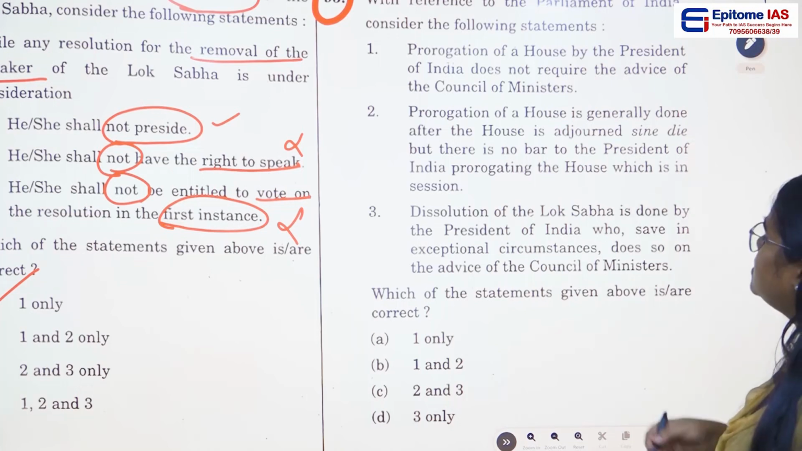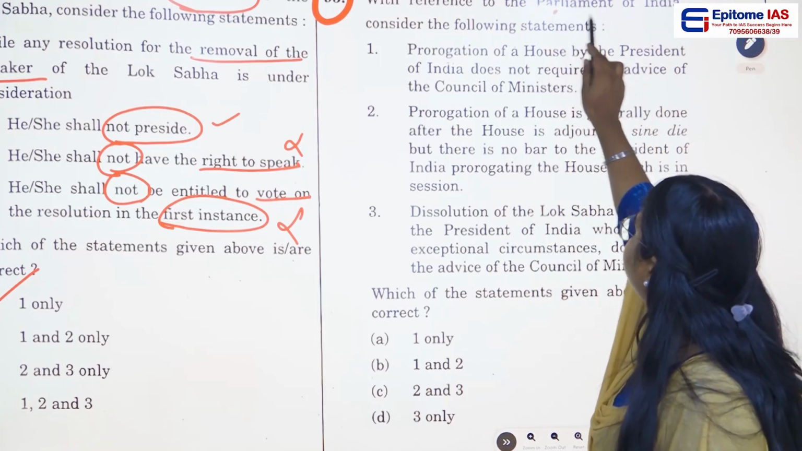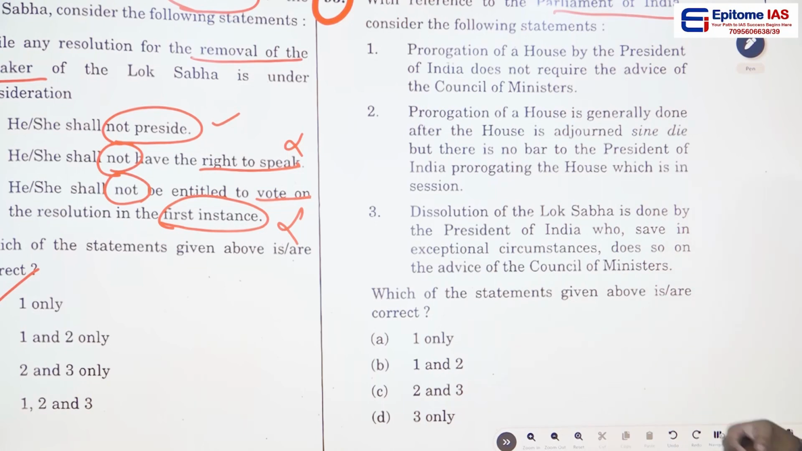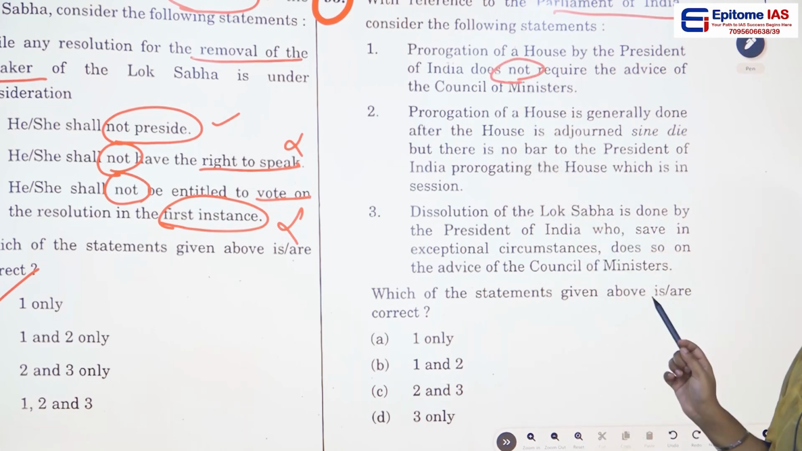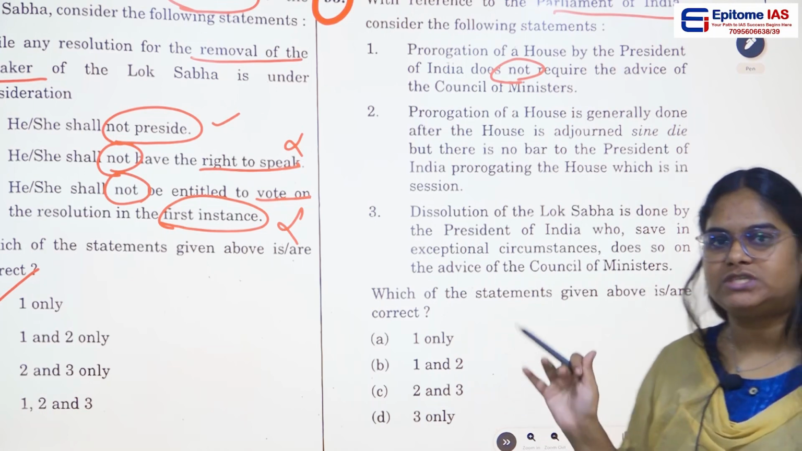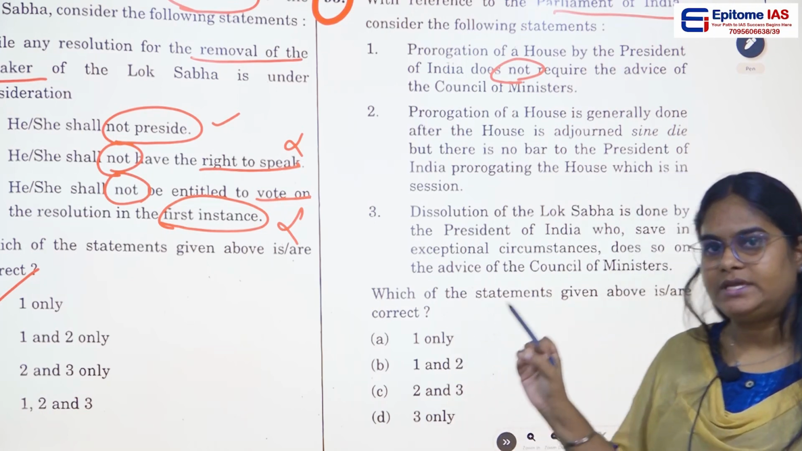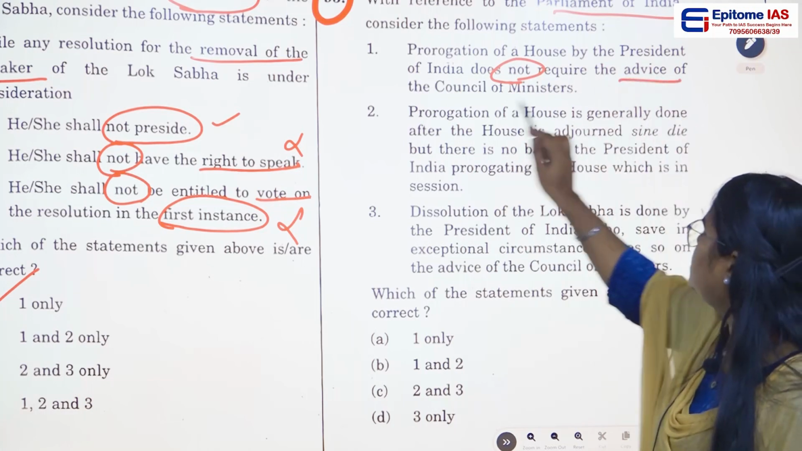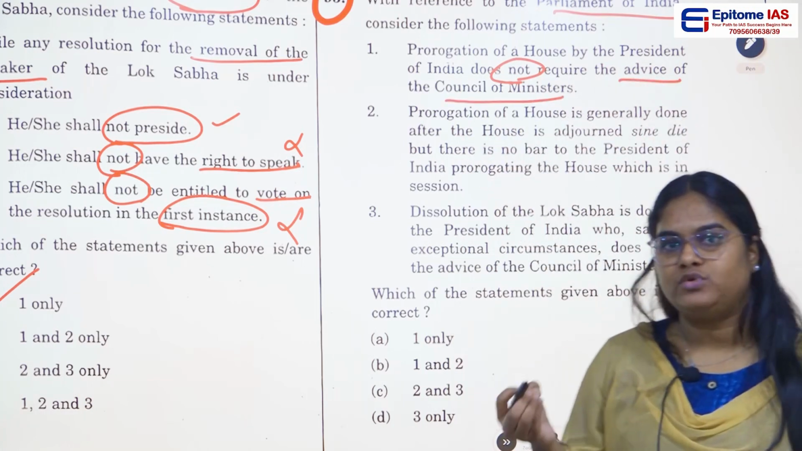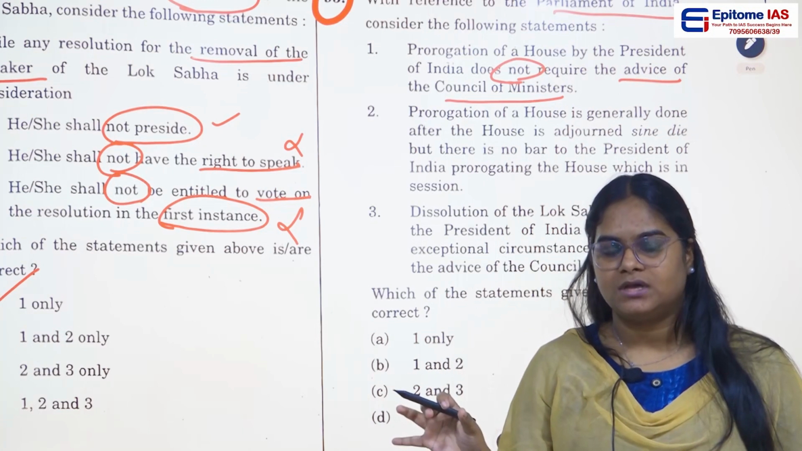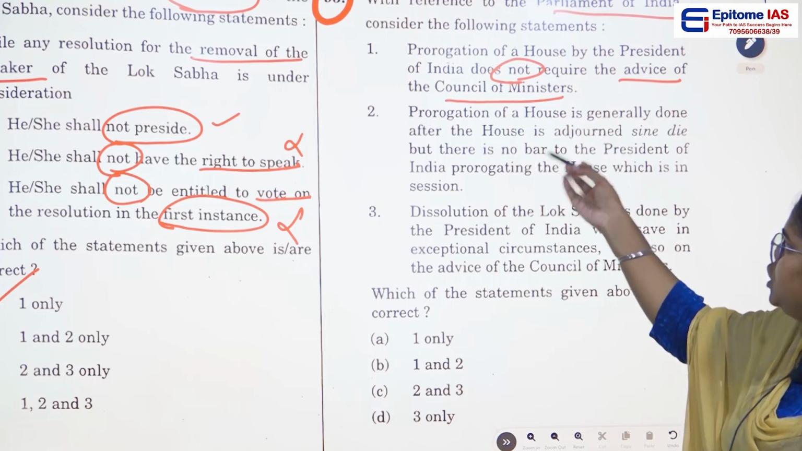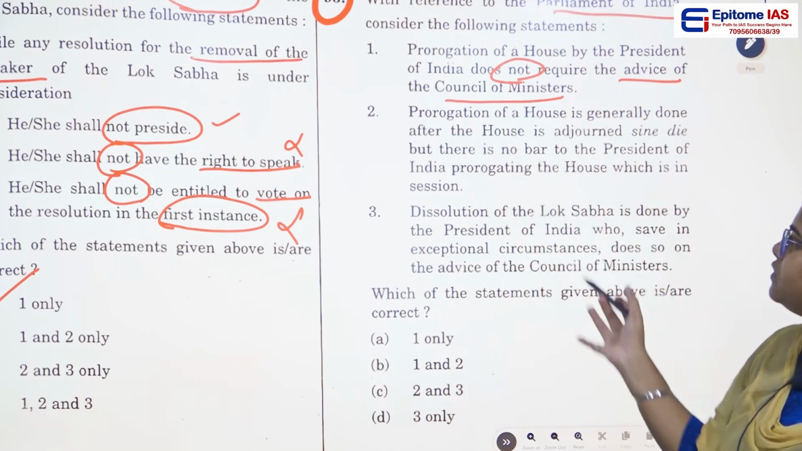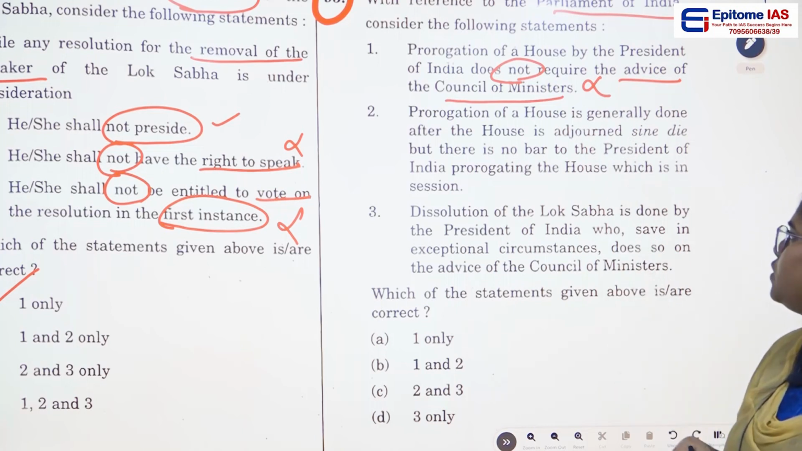So the next question is, with reference to the Parliament of India, consider the following statements. Prorogation of the House by the President of India does not require the advice of the Council of Ministers. If you notice, most of the decisions taken by the President require the advice of the Council of Ministers. The President has very few discretionary powers. This is not one of the discretionary powers, so he requires the advice of the Council of Ministers. So this statement is wrong.